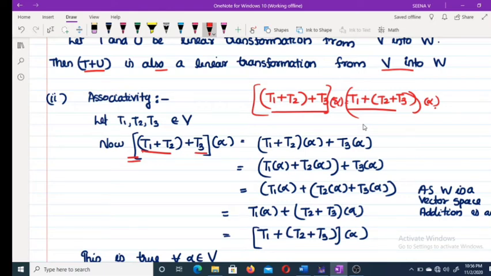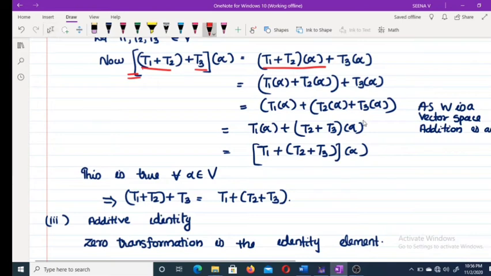This (T + U)(alpha) equals T(alpha) + U(alpha). Therefore (T + T1 + T2)(alpha) equals T(alpha) + (T2 + T3)(alpha). Now again apply the same result: T1(alpha) + T2(alpha) + T3(alpha). Now look at these elements.